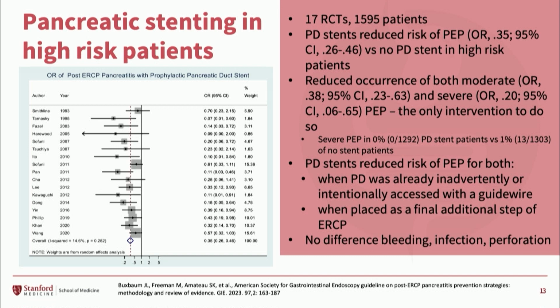They did a sub-analysis for how and when PD stents were placed, and this finding held true if a PD stent was placed with existing wire access to the PD, or if an additional step was taken at the end of the procedure to place a wire into the PD in order to place the stent. So this is recommended as a strong recommendation in ampullectomy and a conditional recommendation for high-risk patients, that so long as you can easily get access to the pancreatic duct, a pancreatic duct stent should be placed.